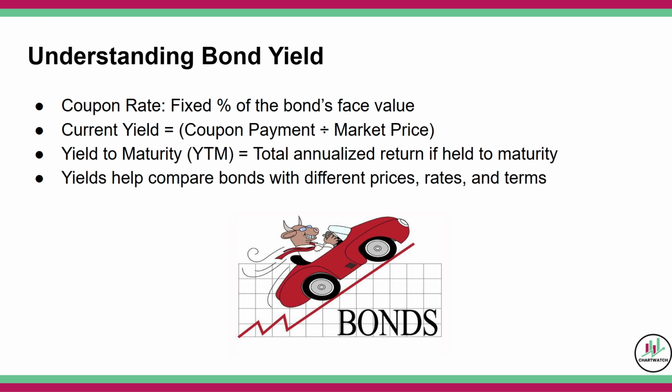Your yield to maturity is what most professionals look at when comparing bonds, especially when the bond price is different from its face value. So the bottom line: the coupon tells you what the bond pays, the current yield tells you what you're earning right now, and the yield to maturity tells you what you'll earn over the lifetime of the bond. Knowing how these yields work will help you compare bonds with different prices, terms, and risk levels so you can make smarter decisions and avoid surprises.